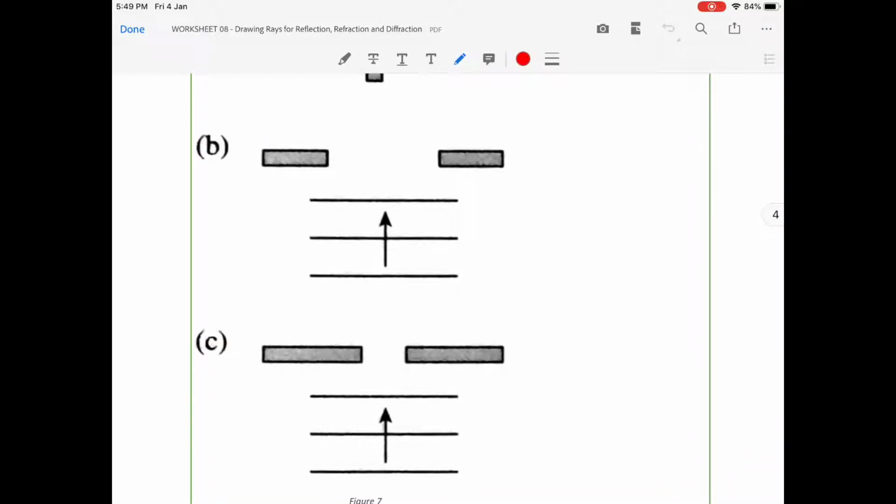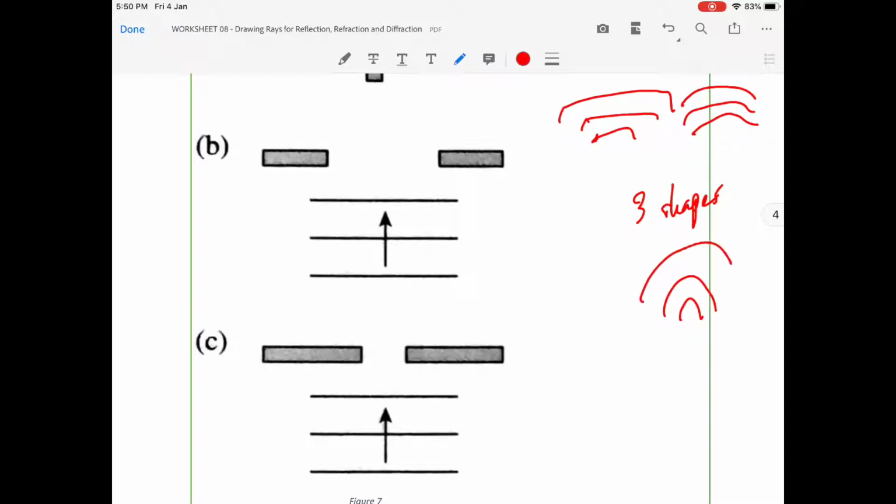So recall for diffraction, there are three different shapes, right? When the wave goes through a gap, there are three potential shapes. The first shape looks something like this. Three shapes. The second shape looks a bit more curvy, slightly more curvy, looks something like this. And finally, the last shape is just going to be a curve, a fully curved shape.